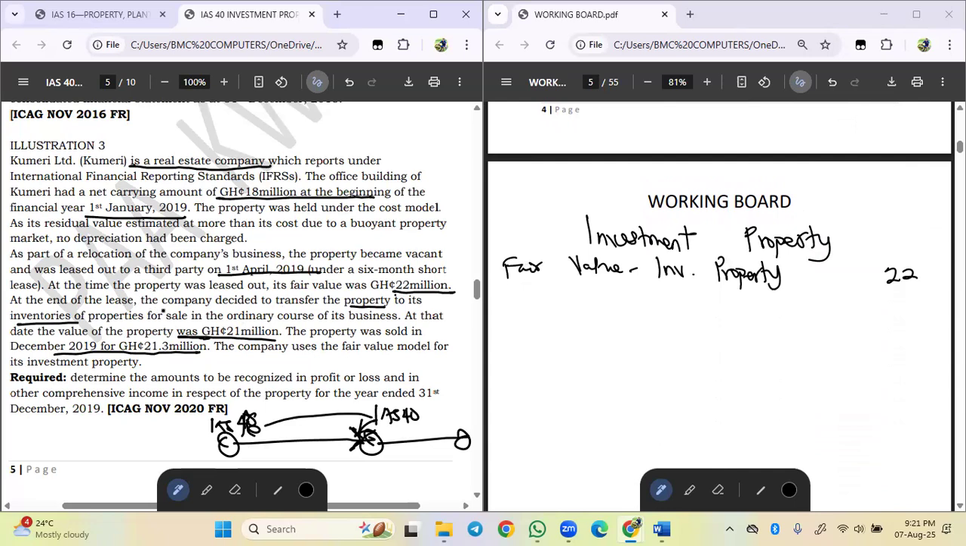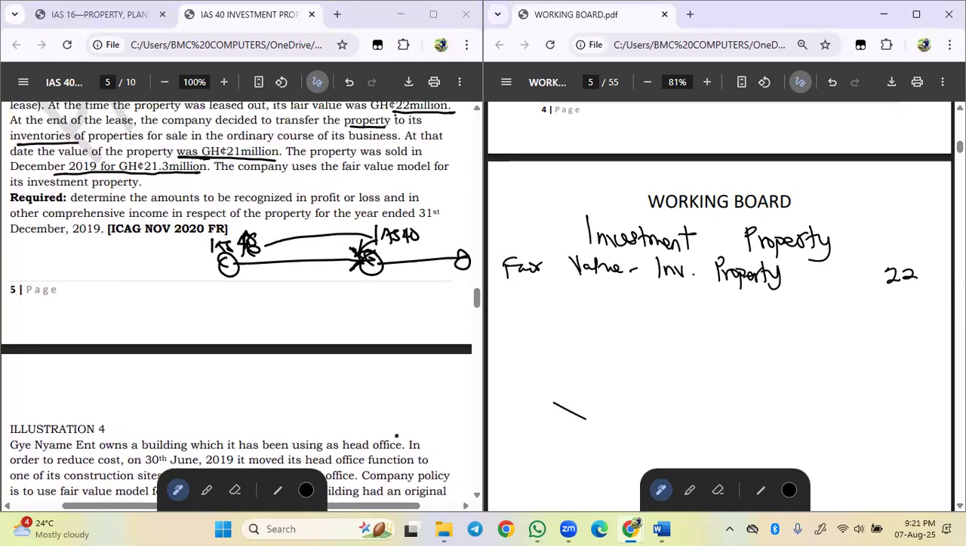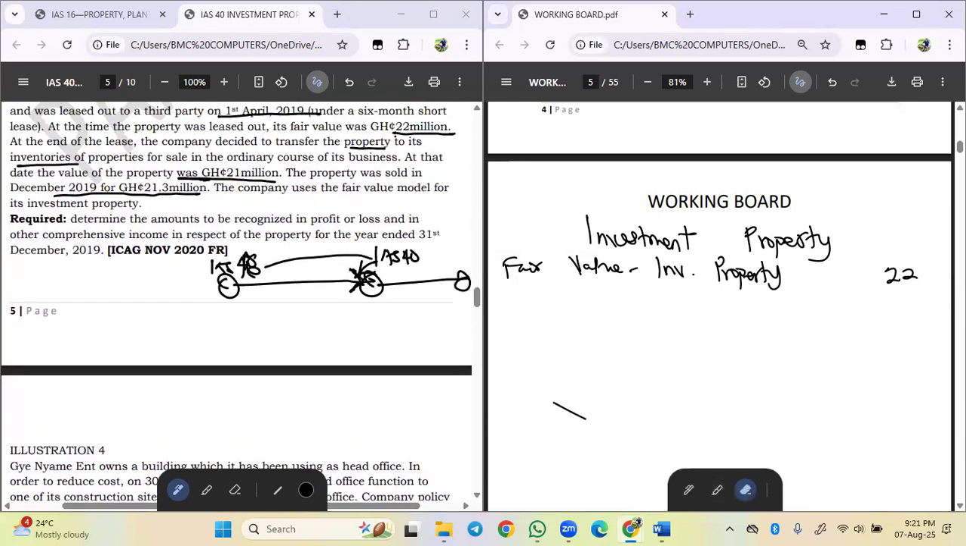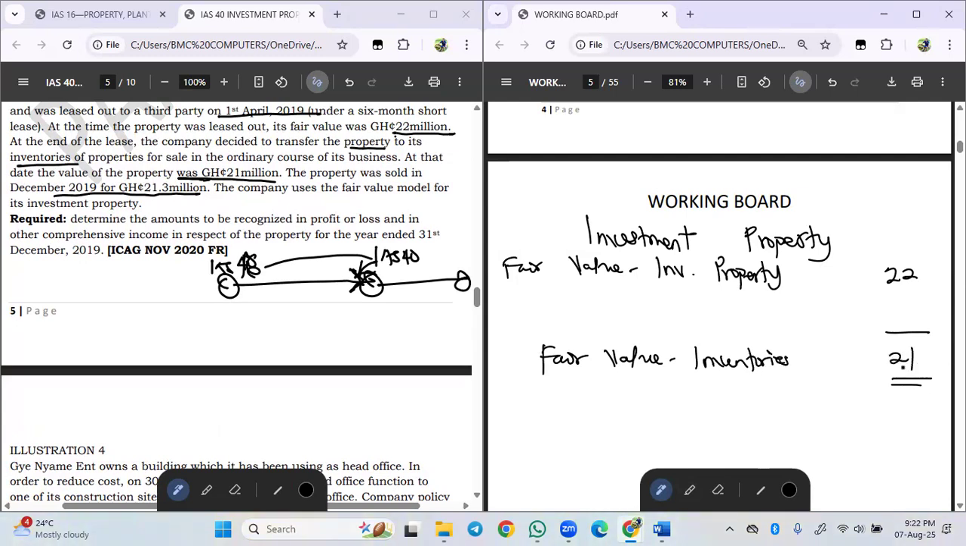At the end of the lease, the company decided to transfer the property to its inventories of properties for sale in the ordinary course of activities. At the date, the value of the property was 21 million. Under fair valuation, IAS 40, there is no depreciation, so straight away you check your fair value, the fair value that they changed to inventories. That one was for 21 million.